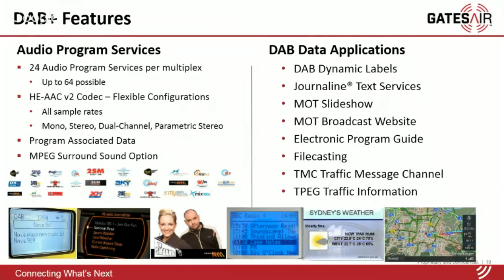There's also data applications that are very, very well developed and are also being adopted for DRM and HD radio as well. And I'm sure China Digital will be developing some of these similar data applications. But it does support what's called dynamic labeling. It supports a thing called Journaline, which is a magazine type of text service, hierarchical. You can drill down through and find information through the Journaline service.